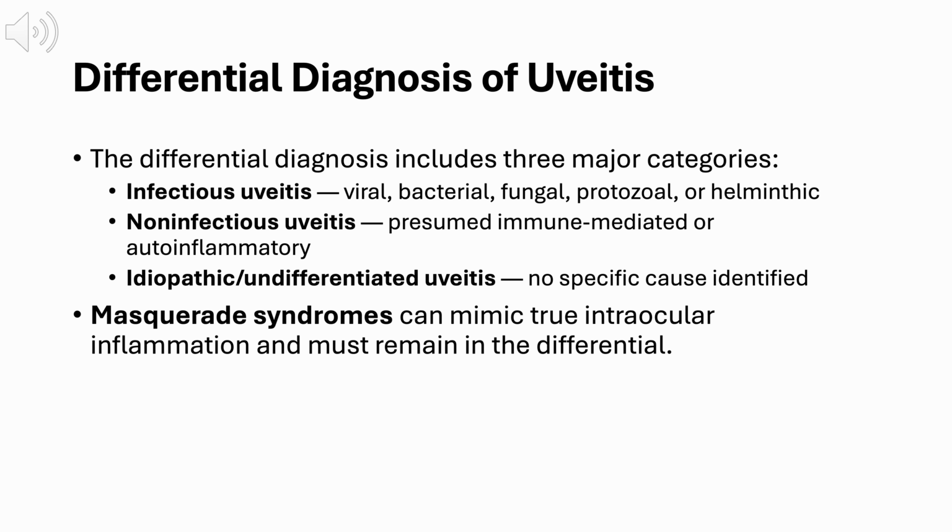4th category you must always keep in the room: masquerade syndromes, non-inflammatory conditions that mimic true intraocular inflammation. Forgetting masquerades is how a malignancy gets treated as uveitis, so they stay on the list until actively excluded. The next slide names the ones to fear.